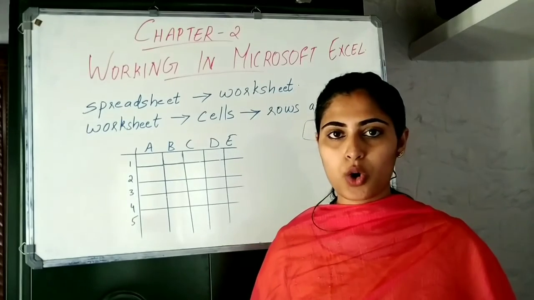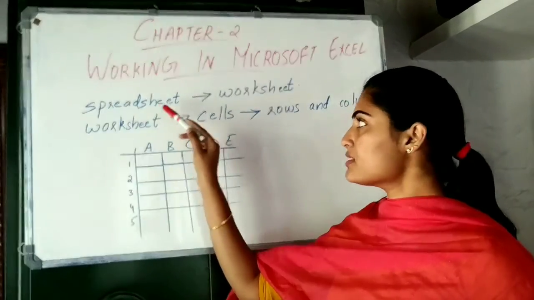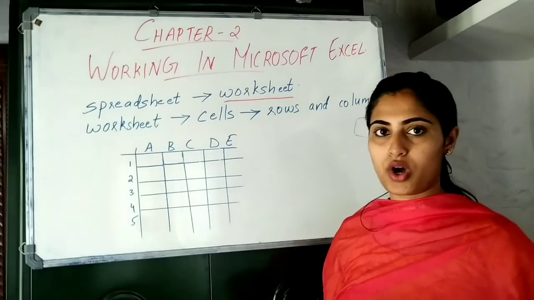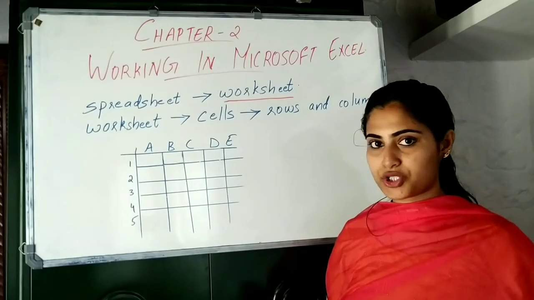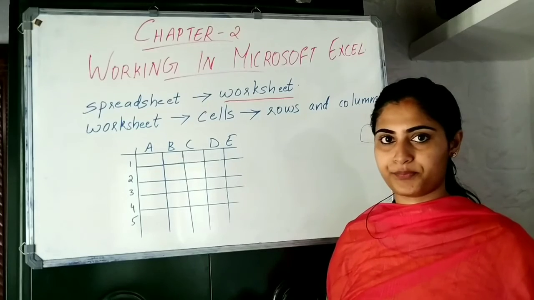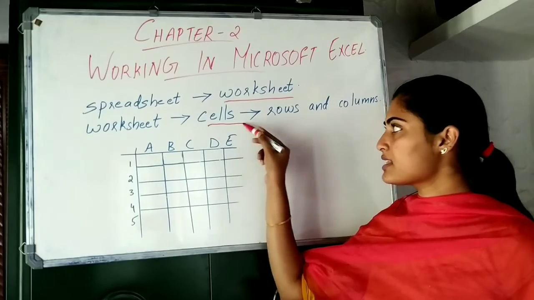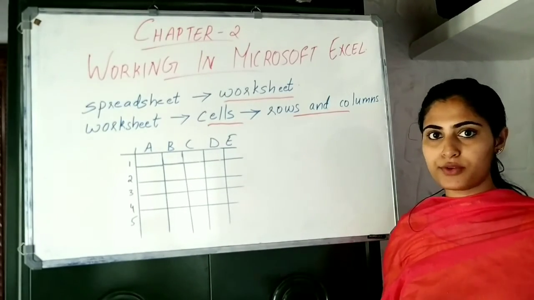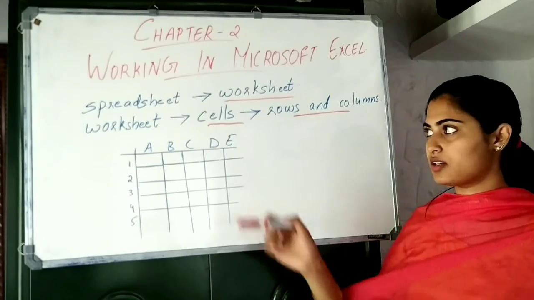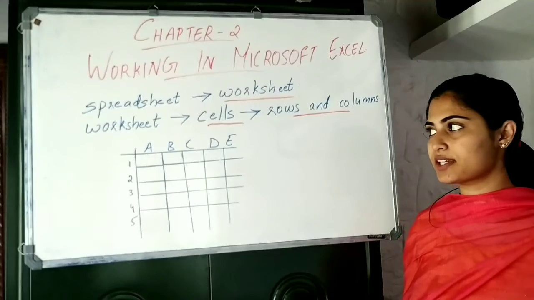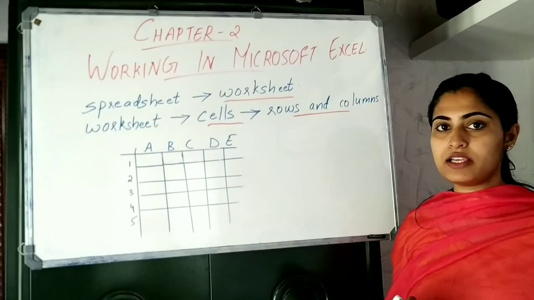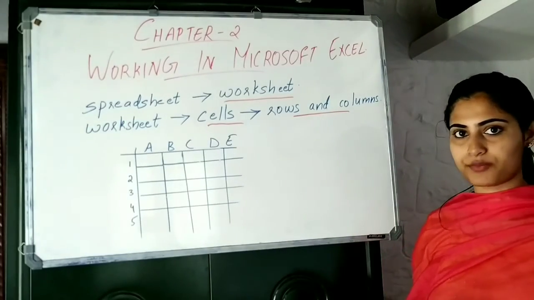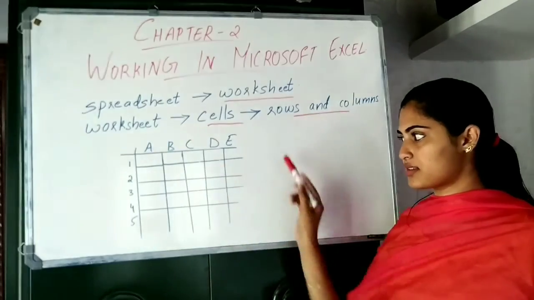All of you know that the other name for spreadsheet is worksheet. A worksheet consists of cells, and these cells are organized in the form of rows and columns. All of you know about these things. For example, consider this as a part of a worksheet.